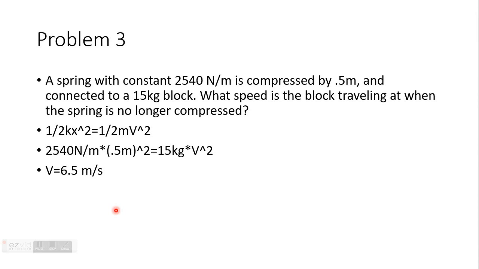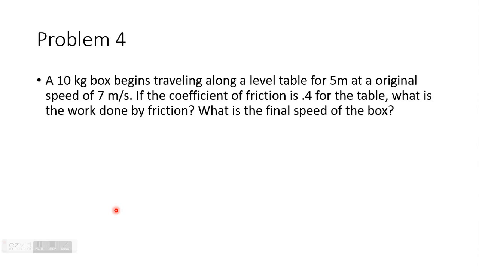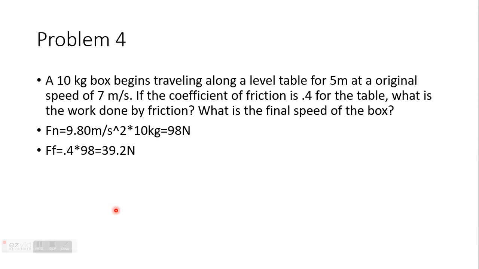So next problem. A 10 kilogram box begins traveling along a level table for 5 meters at an original speed of 7 meters per second. If the coefficient of friction is 0.4 for the table, what is the work done by friction, and what is the final speed of the box? So here, first we find the normal force, and from it the frictional force. The frictional force is about 39.2 newtons. And then we'd calculate the work done by friction by multiplying by the displacement. And here we multiply by a cosine of 180 because friction is in the opposite direction of the displacement. So that would produce a negative work value.